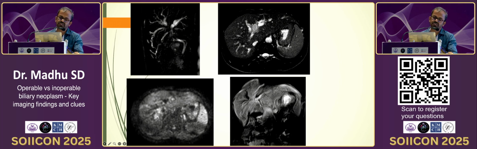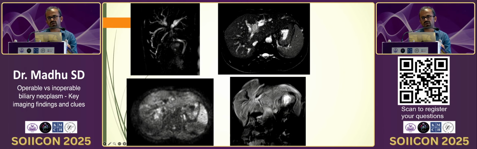On the diffusion weighted image, you can see linear areas of restricted diffusion. This is a tumor growing along the ducts. That's why it is looking like linear hyperintense restricted areas. On the contrast study, the lesion shows a delayed enhancement. You can appreciate the enhancement along the radicals.